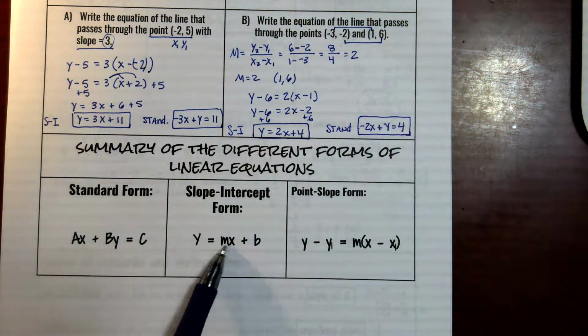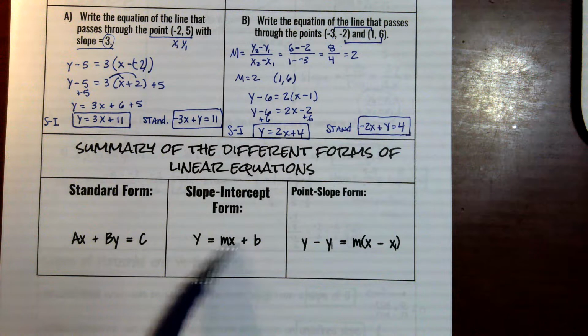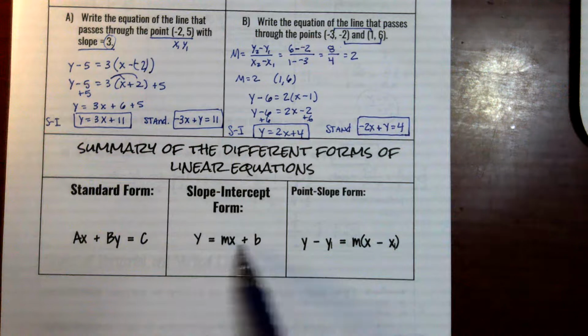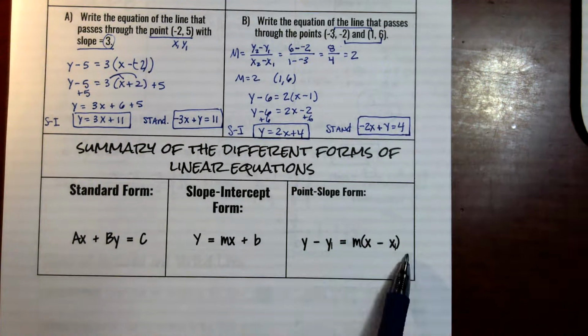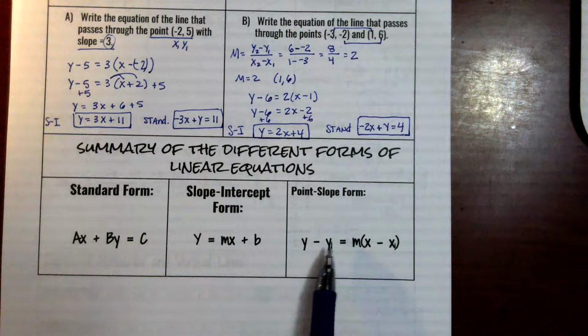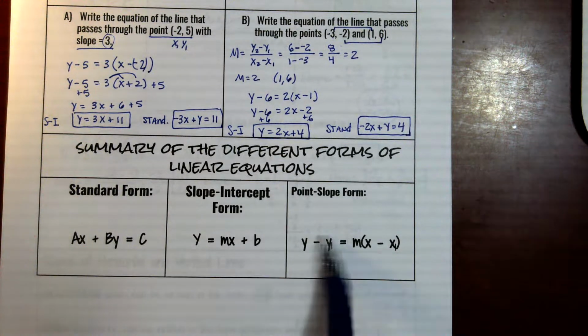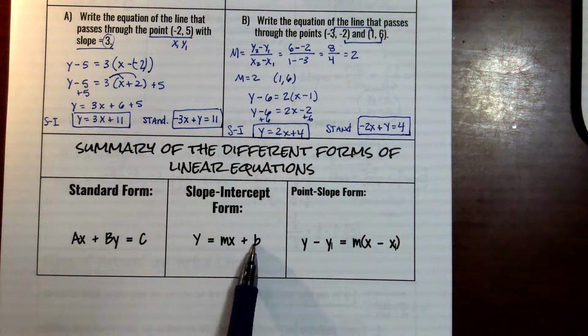Slope-intercept form, y equals mx plus b. If you're going to graph it, this is the form you usually want it in. And if you're trying to write the equation of a line, either one of these could be used, but point-slope form is certainly handy: if you know the slope and a point, it's pretty easy to plug into that. And then you can manipulate this into whatever form, whether you want it in standard form or slope-intercept form.